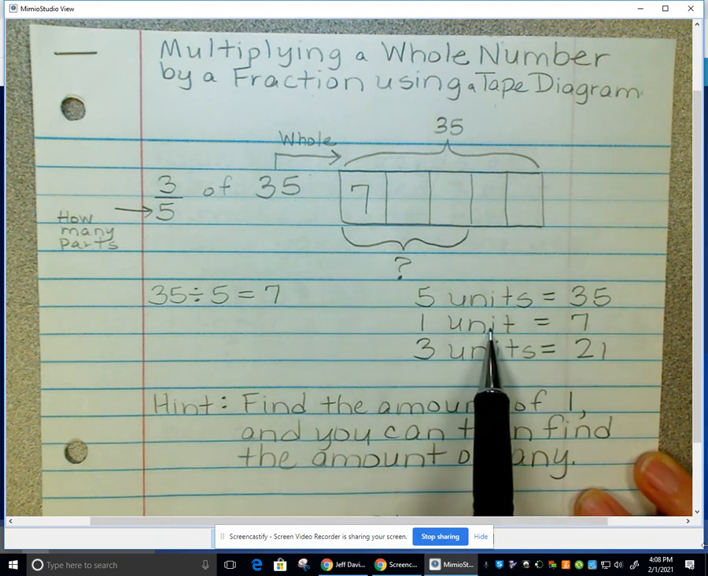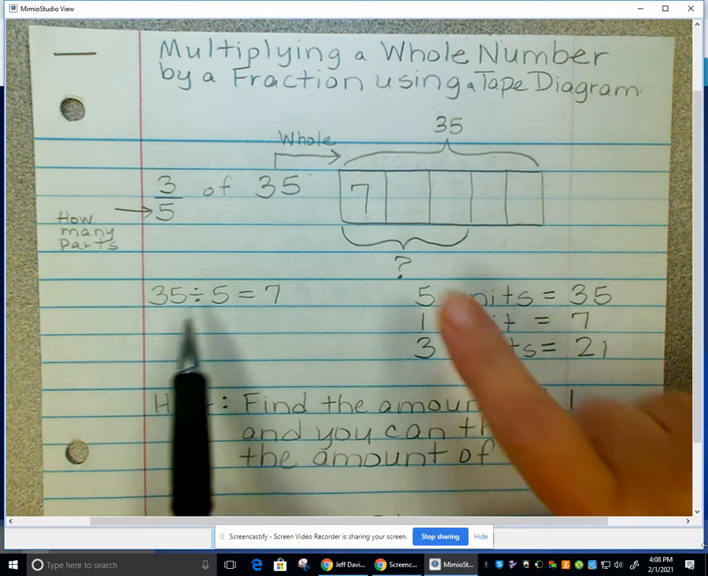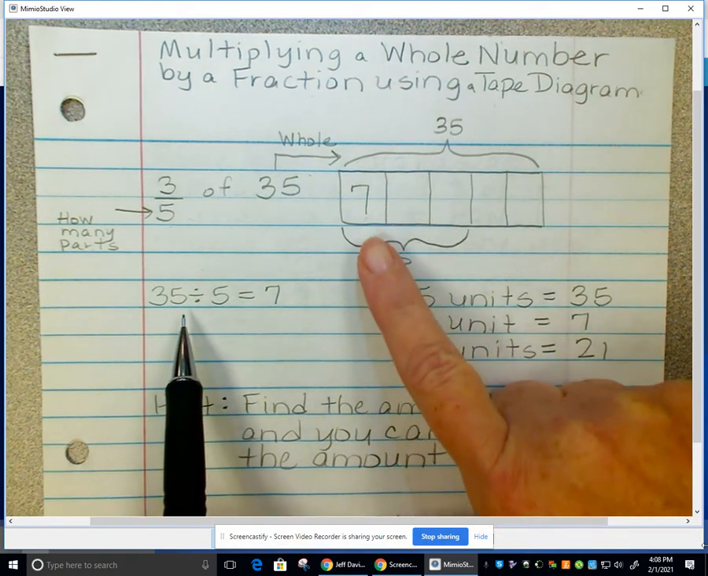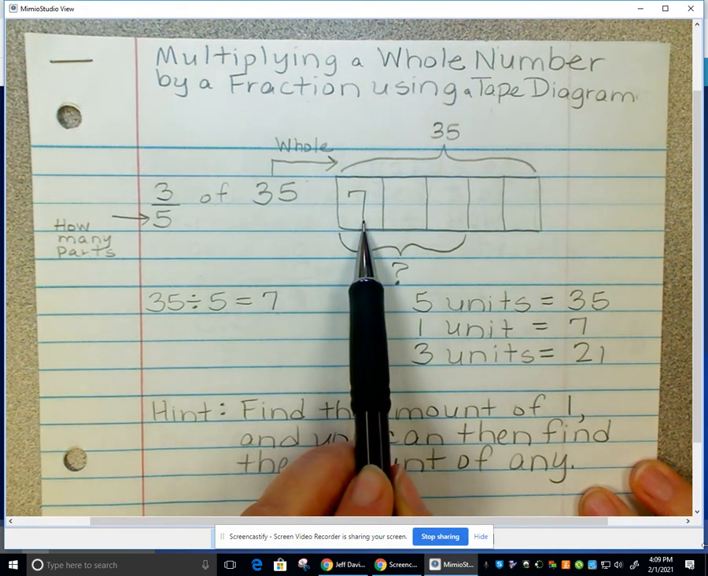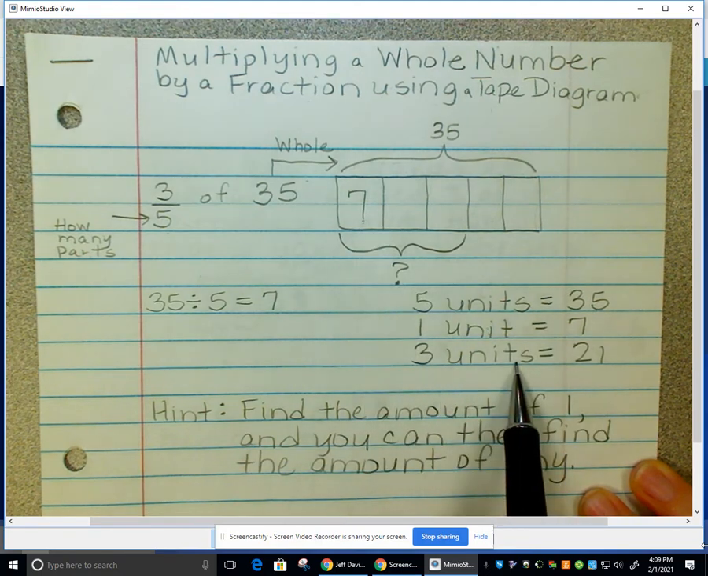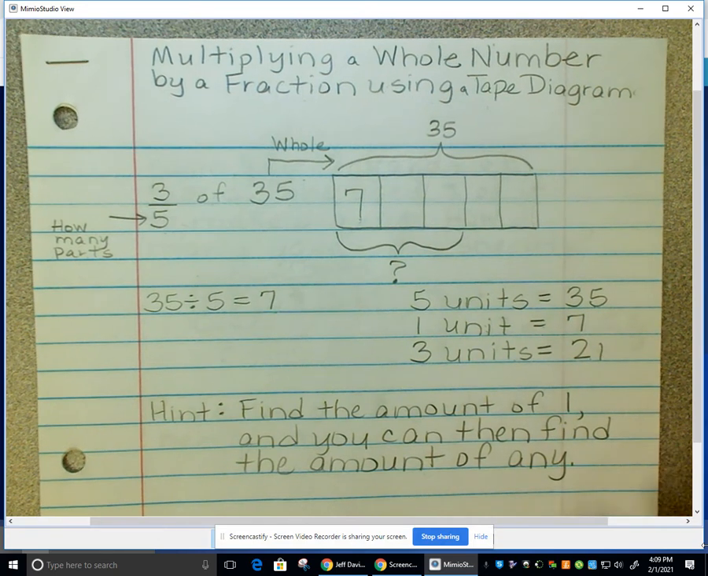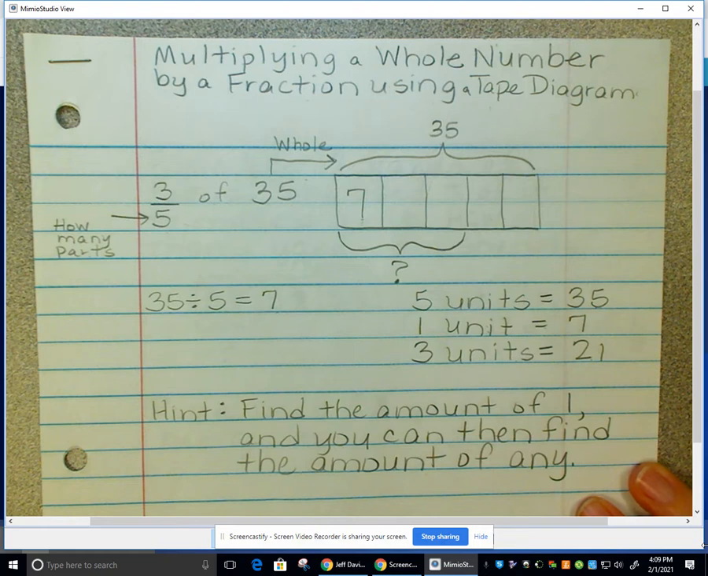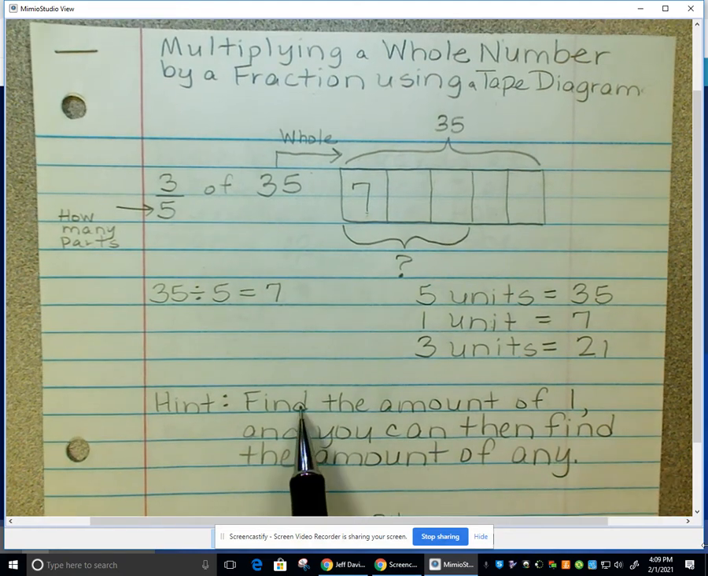One of the units is 7. The way I get that is I take the whole and divide it by the parts. 35 divided by 5 is 7. So that's how I get 7 here. If I know what 1 unit is, it's 7, I can determine what 3 units will be. And 3 units will be 21. Now, if this is a little over your head, after we start working them, I think it will get a little better for you. All right, I've got a hint right here: find the amount of 1, and you can then find the amount of any of them.